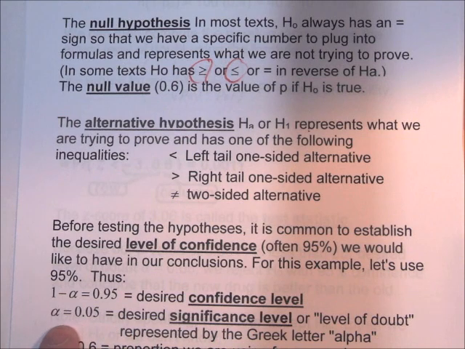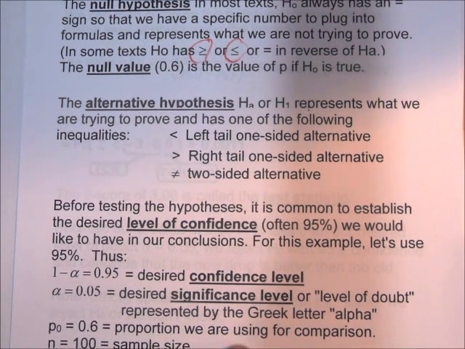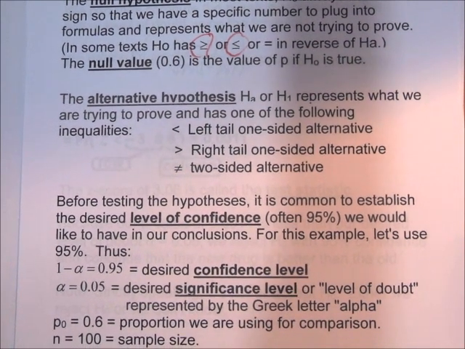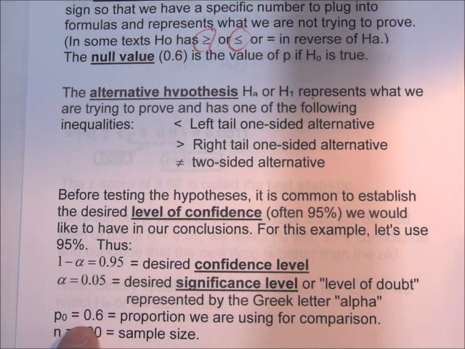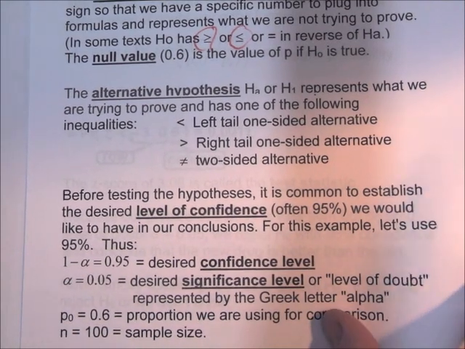But I think I like the term level of doubt better than the level of significance, but it's officially called the level of significance. I think the level of doubt is a better descriptor of what it actually represents. P0 is the proportion that we're using for comparison. In this case, it's the cure rate of the old drug. That's our P0. N is our sample size. In this case, it's 100.